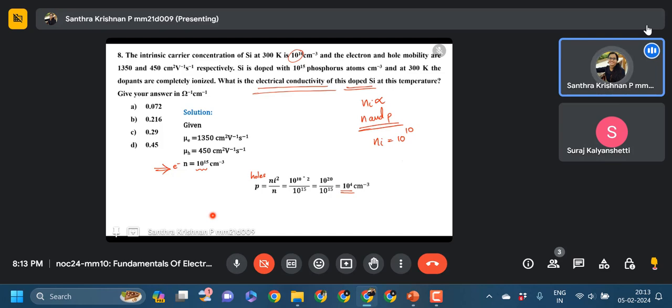Now you can directly substitute in the conductivity equation you used before. Then what they want, they want you to give the conductivity, the sigma value. So I have to use this and substitute that and get the conductivity. Okay, got it. Understood.